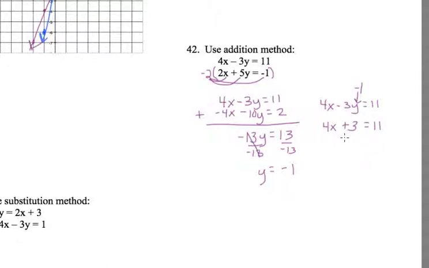And now I can solve for x. I'll undo adding 3 by subtracting 3 from both sides. And I'll undo timesing by 4 by dividing by 4 on both sides. So now I have my x coordinate and my y coordinate. Again, if I wanted to check these, I would sub in 2 for x and -1 for y into both of my equations and see if they made true statements.